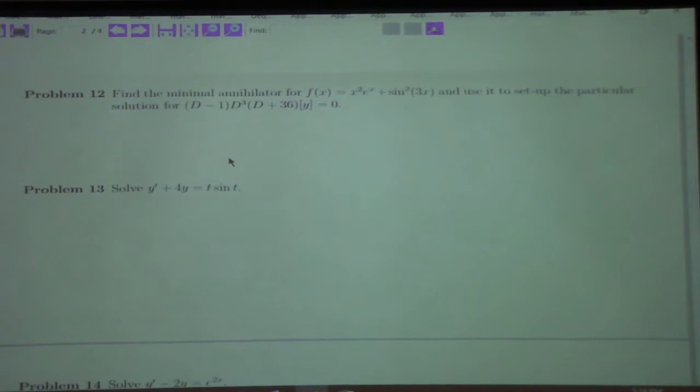Find the minimal annihilator for that. So that's kind of like what we talked about the other day, right? And this solution's interesting. It's got lots of overlap with this function.